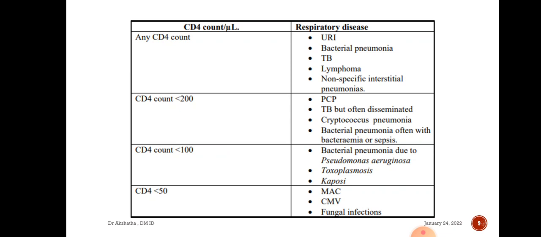When CD4 is less than 100, bacterial, Pseudomonas, toxoplasmosis, Kaposi. CD4 less than 200, PCP, TB, which is often disseminated, Cryptococcus, pneumonia. So when the CD4 count is less than 200, all of the DDs will be coming. At any CD4 count, it is more likely to be a bacterial pneumonia or TB.